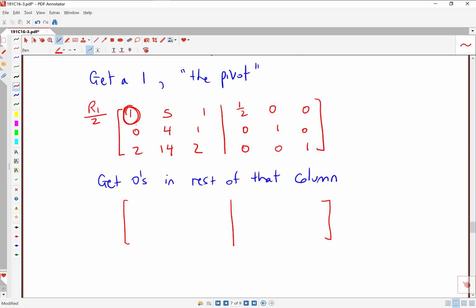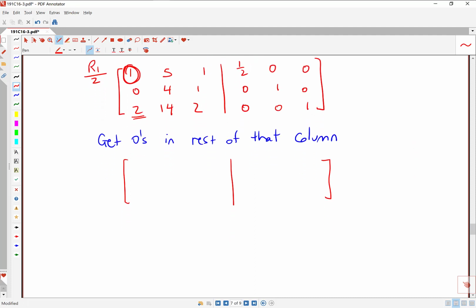So if we look at that first column, the number that we're now trying to clean up is this 2. We want to turn this 2 into a 0. So this is where we're going to do the operation that looks like current row plus or minus some number times our pivot row. Okay, so let's make sense of this. So current row is just the row that has the number in it that you're trying to get rid of. That means our current row is row 3. Our pivot row is the row that has the 1 in it. So the pivot row is row 1. So the correct operation that we need to do is row 3 minus 2 times row 1.